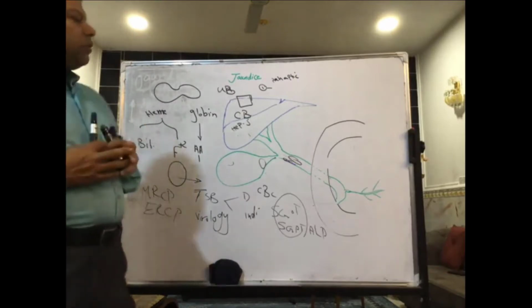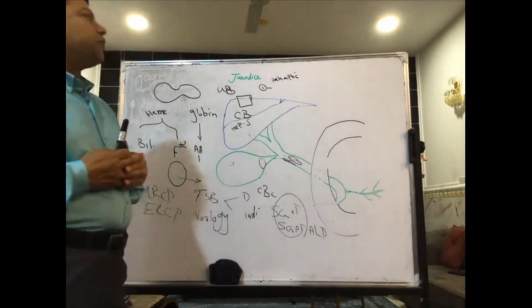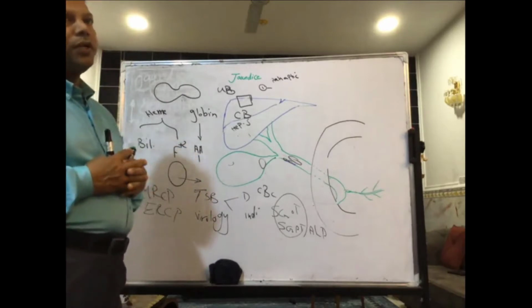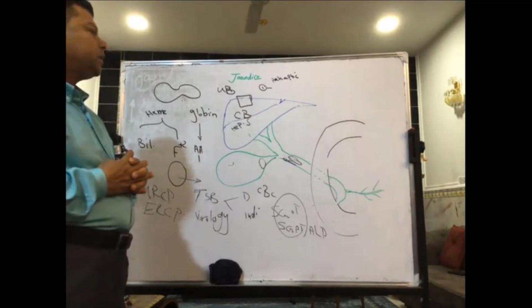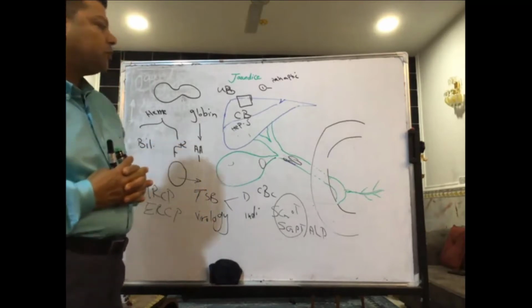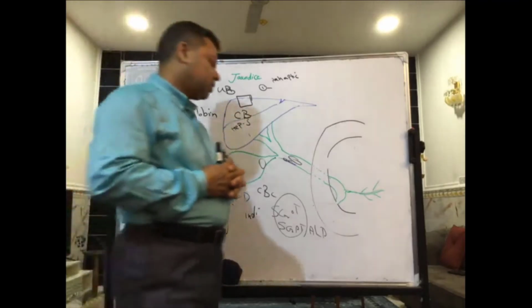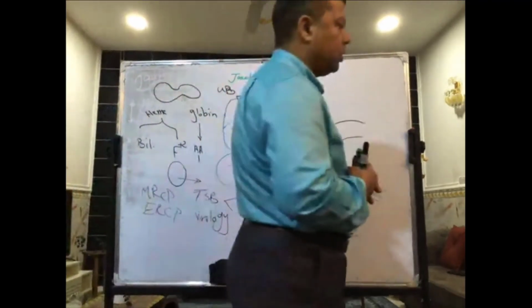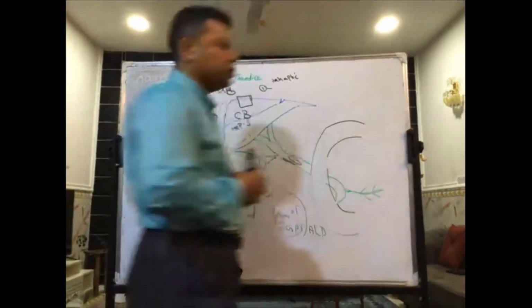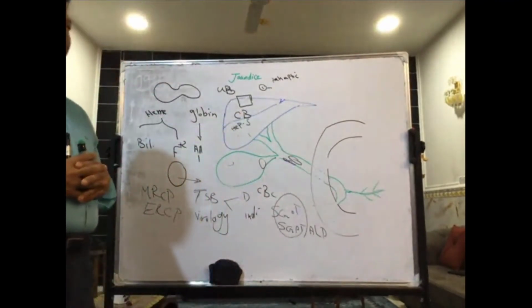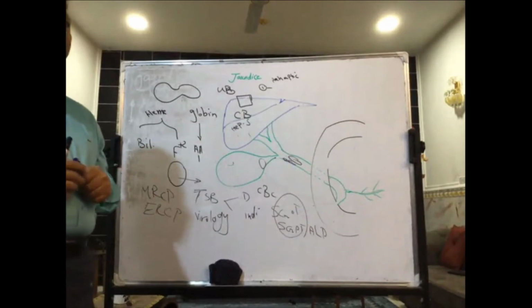So this is in brief the different types of jaundice: the prehepatic, the hepatic, and the obstructive jaundice, and its diagnosis and assessment. Thank you very much.